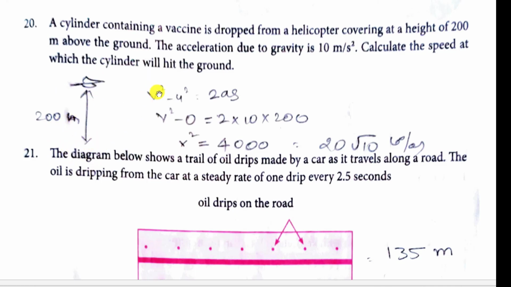ground level. We know already the equation v squared minus u squared is equal to 2as. Here a is 10 meter per second square, already given, substitute it, and then the initial velocity u is 0. v squared minus u squared, with u equal to 0, is equal to 2 into 10, and the height is 200. 2 into 10, 20, 20 into 200, 4000. v squared is equal to 4000. Take square root, then you will get 20 root 10 meter per second. Okay, then this is the second question.